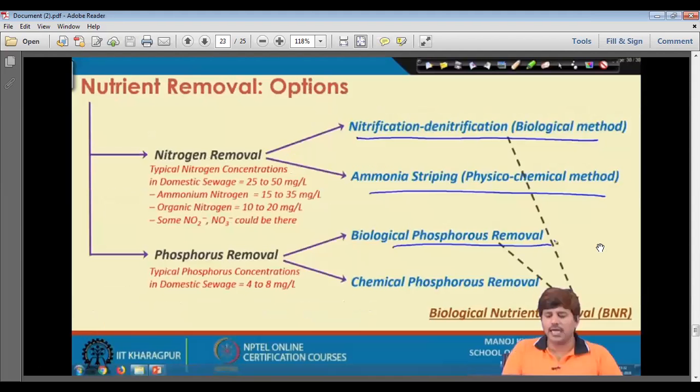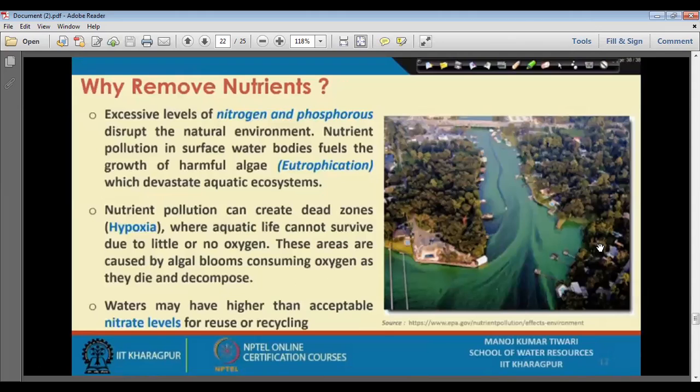So why remove this nitrogen? You already know excess nitrogen causes eutrophication.